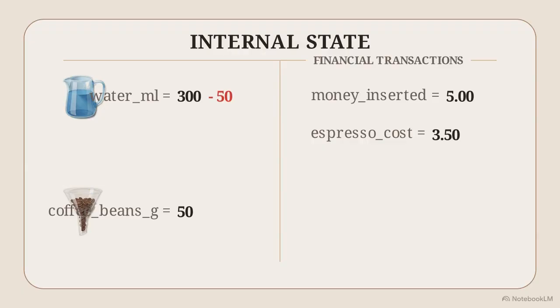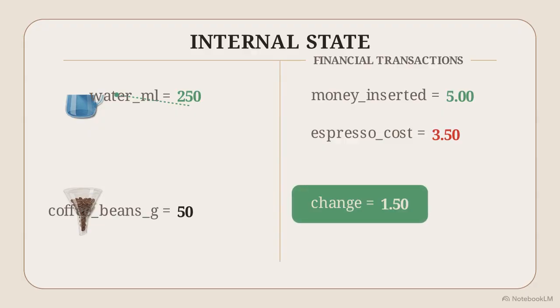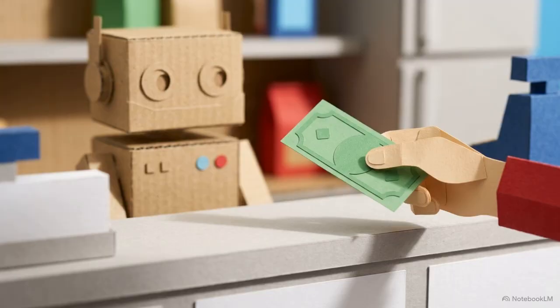To keep accurate records, the code deducts 50 milliliters from the water, bringing the total to 250. It does the same for money, subtracting the espresso cost from our $5, generating a $1.50 change variable. By doing this math as it works, the robot ensures its internal count always matches the actual supplies left on the counter. But what would happen if we only paid the robot $2 instead of $5?